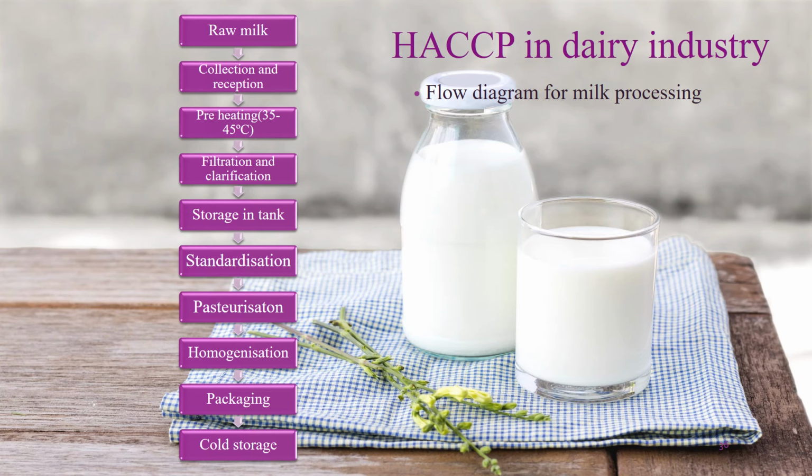After that, I would like to discuss HACCP in the dairy industry. Here, I have mentioned the flow diagram for milk processing. The first step is that raw milk is collected and received. It is preheated at 35 to 45 degrees Celsius. Then it is filtered and clarified. After that, it is stored in a tank. Then standardization is performed. After that, pasteurization is performed. Then homogenization is done. After that, packaging is performed. And then finally, cold storage is the last step.